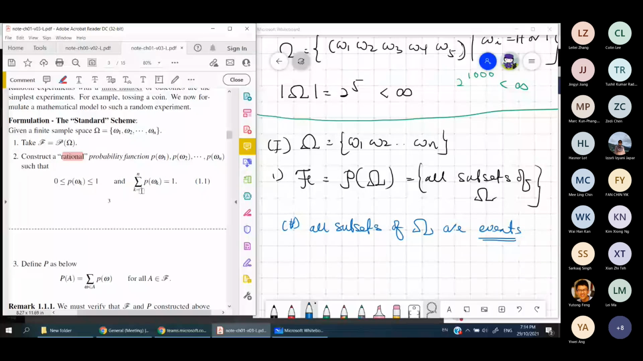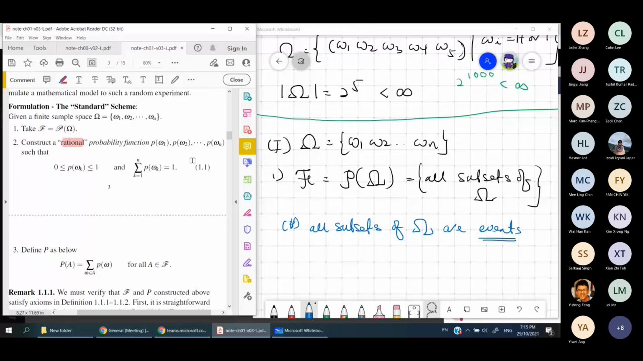I think it's easy. And step 3, we just define our probability to be, let's say A is a subset. So P(A) will be summing up all the P(omega), where omega belongs to A. So that's the way to construct our probability space.